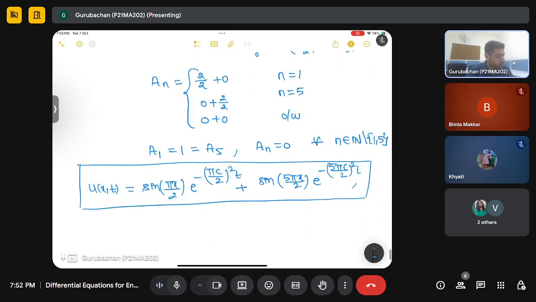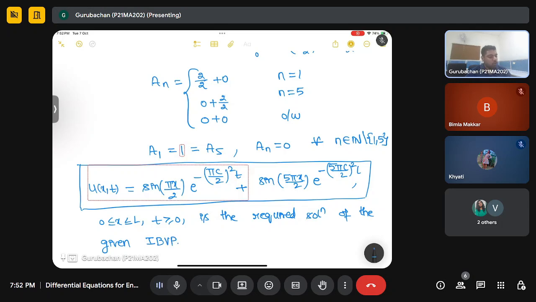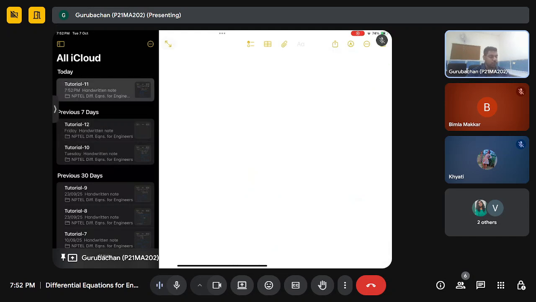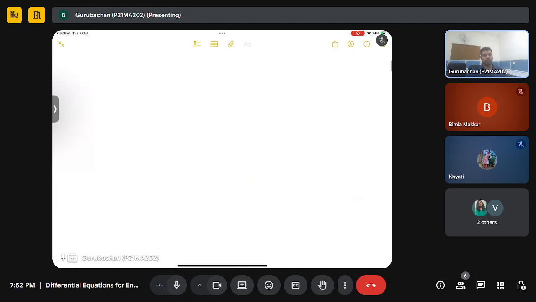Again, let me say here, this x can be only between 0 and L and t can be greater than 0, and this is the required solution of the given initial boundary value problem. So now you have dealt with this kind of initial boundary value problems.